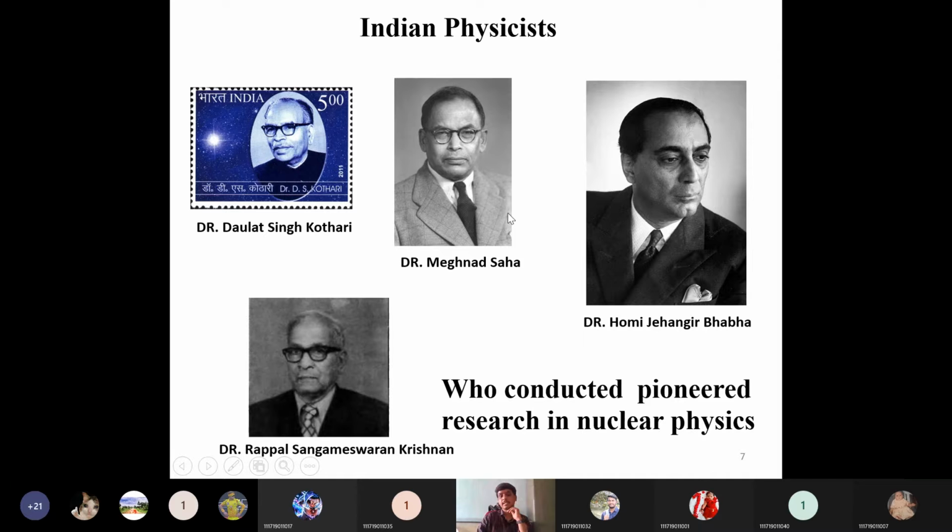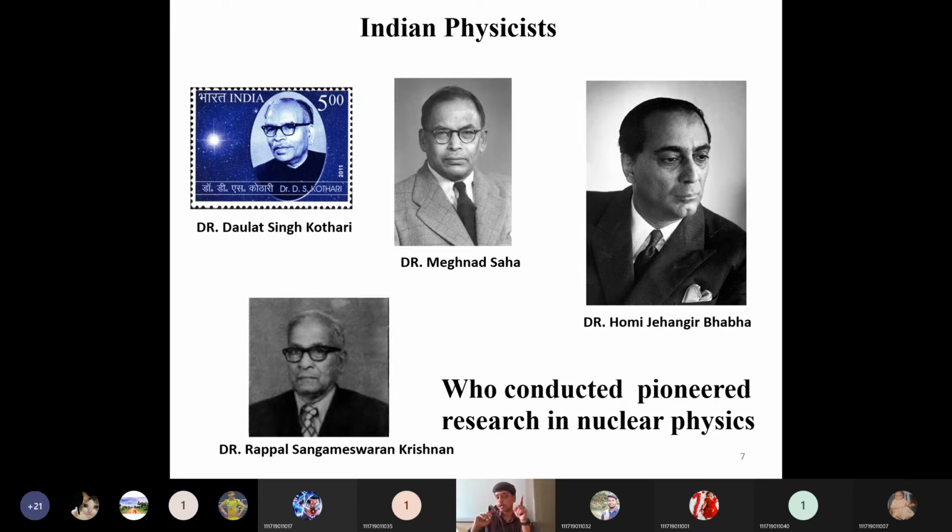Then the next one is Dr. Homi Jahangir Bhabha. Okay, Homi Jahangir Bhabha, Bhabha Atomic Research Center, whatever we are discussing now, that is named after him after his death. Okay, his death happened due to a plane crash, an accidental plane crash. He is a very eminent person to conduct research in nuclear physics. He is a popular Indian nuclear physicist known all over India.